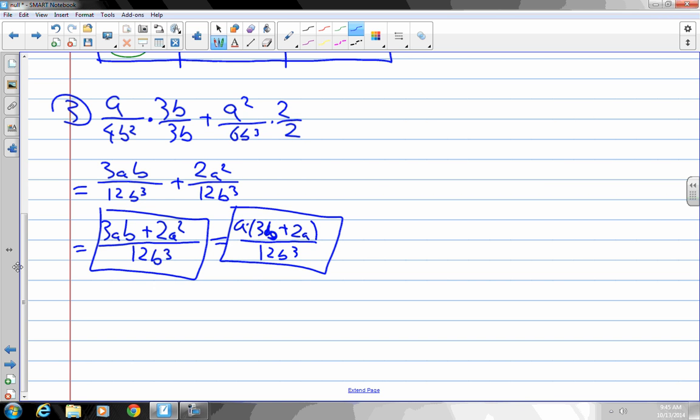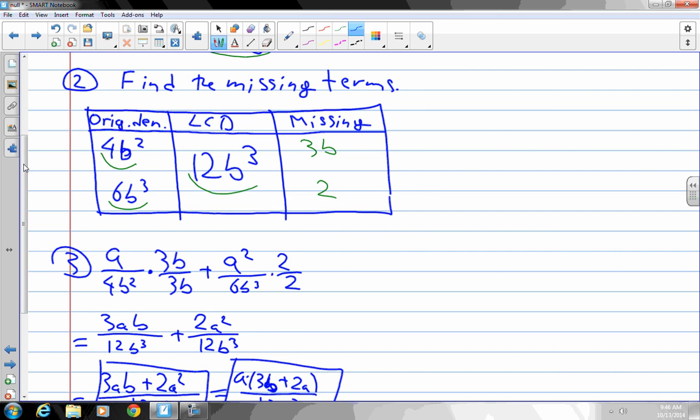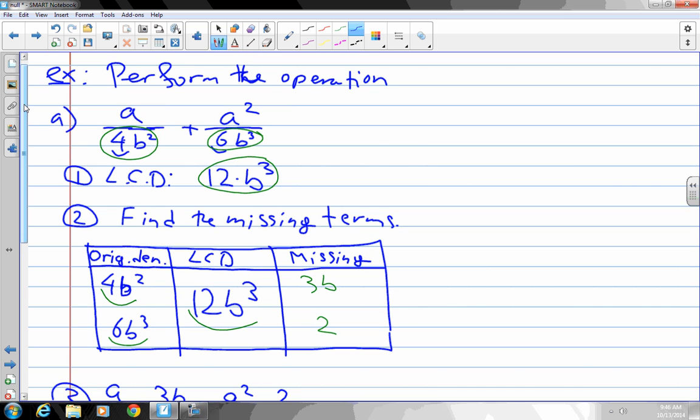Right? How is that? So factor, find the LCD, multiply by whatever's missing. Again, you don't need to do that table. I don't even know why I did that, because you can visually compare them. Should be pretty straightforward. All right, let's do this one.